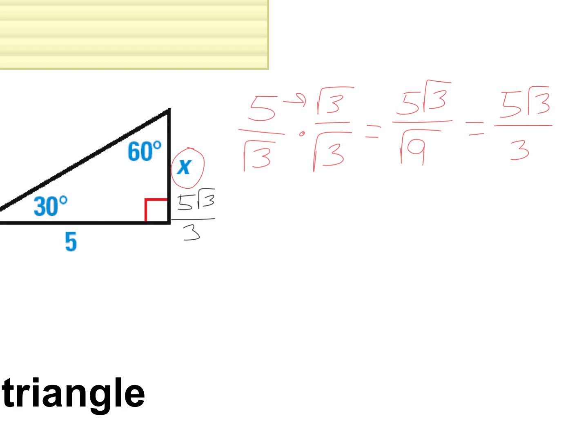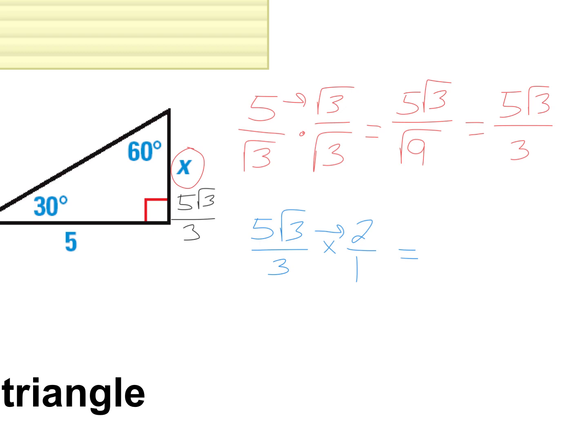Okay, now how do we find our hypotenuse? Times it by 2. Take that short leg times 2. So we take 5 square root of 3 divided by 3 times 2. Now, I have a fraction times a whole number. How can I turn that whole number 2 into a fraction? 2 over 1. Put it over 1. Yep. So now, same thing we did up top, we're just going to multiply straight across. What do I do with those two whole numbers? 5 and 2.